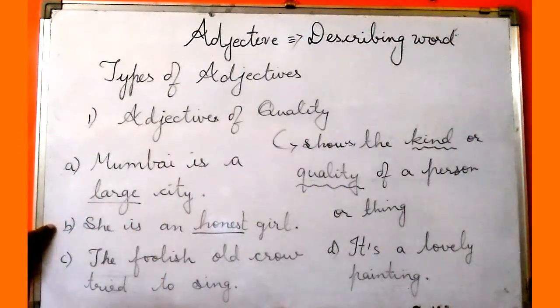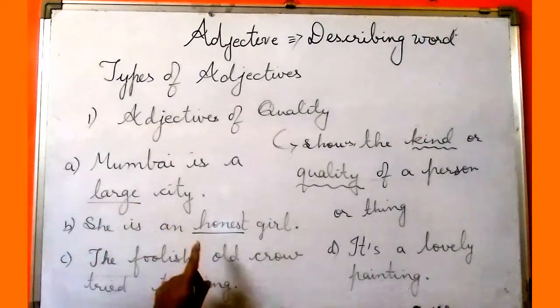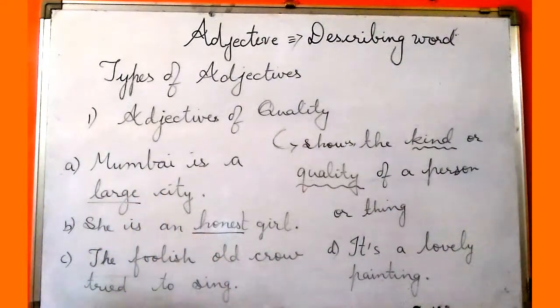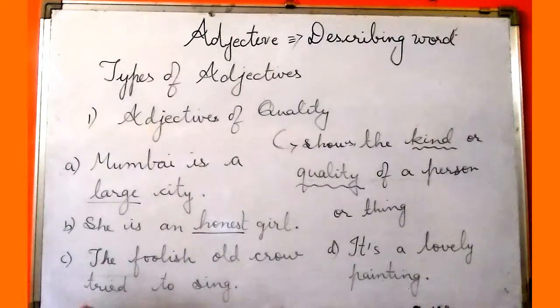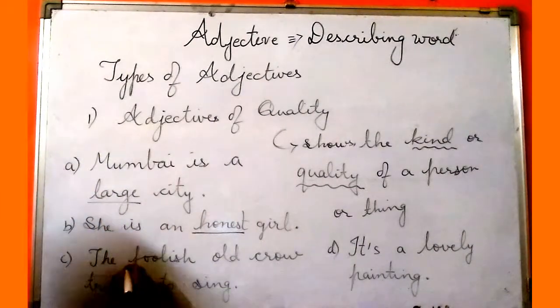When you look at the second one, she is an honest girl, and you ask the question, what kind of a girl is she? You get the answer, honest. So honest is your adjective. Now it is quite possible that you may have more than one adjective in a sentence. Look at the third one. The foolish old crow tried to sing. How many qualities can you see here? There are two of them. One is telling you that the crow is foolish. The other is saying that the crow is old. So you have not one but two adjectives in this sentence.